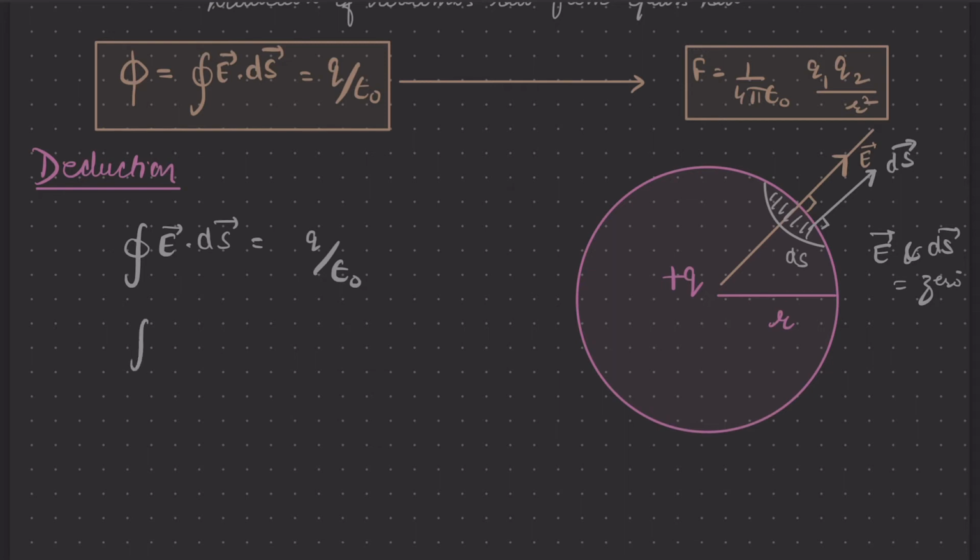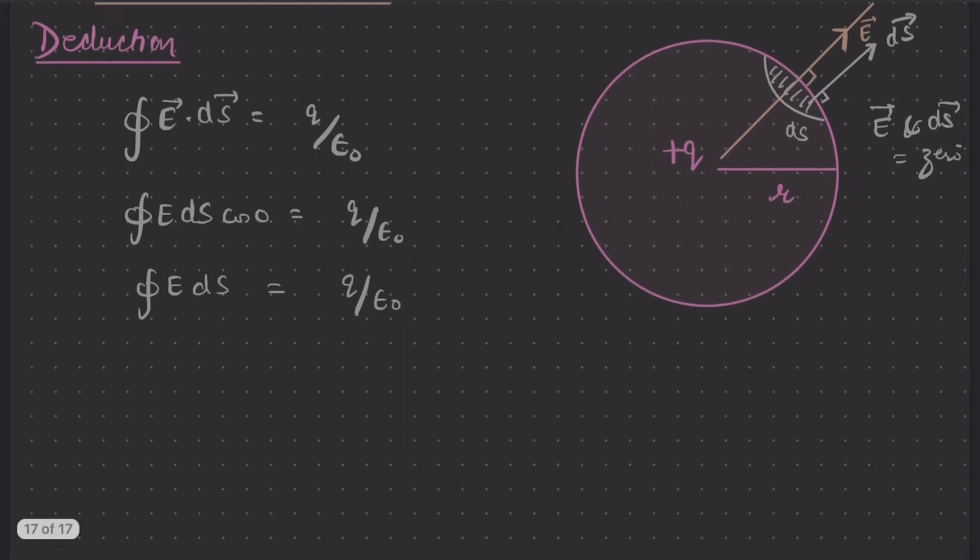So here we have closed integral E ds cos 0 is equal to q upon epsilon naught, and we know cos 0 is 1. So therefore closed integral E ds is equal to q upon epsilon naught. Now the value of electric field intensity is constant because we are not going to change the charge and the charge will remain the same. So therefore electric field intensity because of that charge will also remain same. So taking the constant term outside the integral, we have E closed integral ds is equal to q upon epsilon naught.